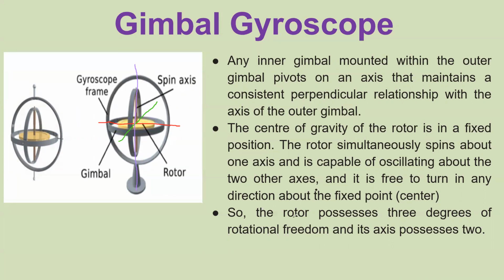So if this rotor has 3 degrees of rotational freedom and its axis has 2, this spin axis, because the spin axis is fixed to this gimbal, and this gimbal can rotate around this yellow, and in turn this one can rotate around red. So around red and green, this spin axis can rotate. So it has 2 degrees of freedom.